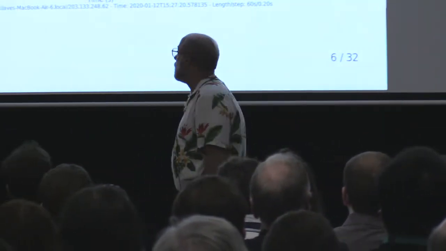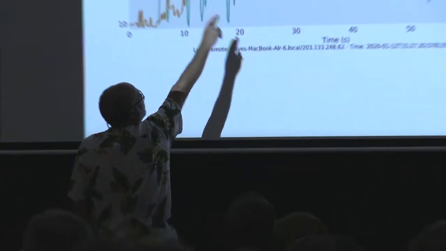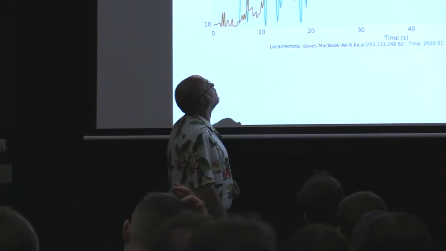This is a test I did of the LCA Wi-Fi network earlier this week. And it kind of illustrates the core problem that we have solved but not fully deployed yet. When I started this particular test, I had 10 milliseconds of buffering between me and APNIC in Brisbane. It's actually less than that, but Wi-Fi has some overheads. As soon as I began a download, you see the download, the green is the download, the orange is the ping. I have this spike here, and then you can see the ping slowly going higher and higher.